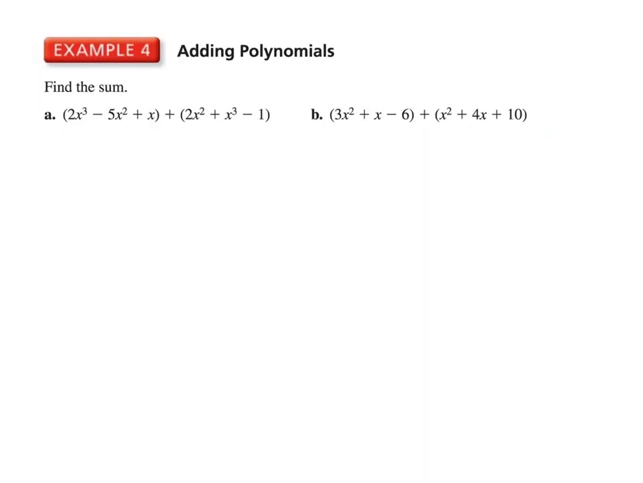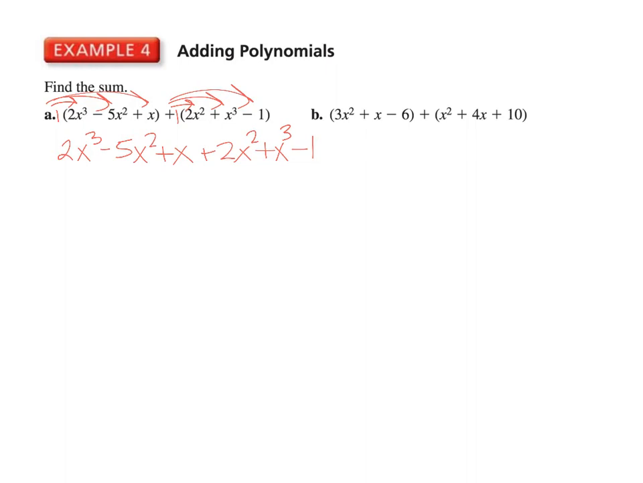On to the next example. Find the sum. All right, the first part in parentheses, we're multiplying by 1. That doesn't change anything. So we just drop the parentheses. The next one we're multiplying by positive 1 as well. So we just drop the parentheses in this case.